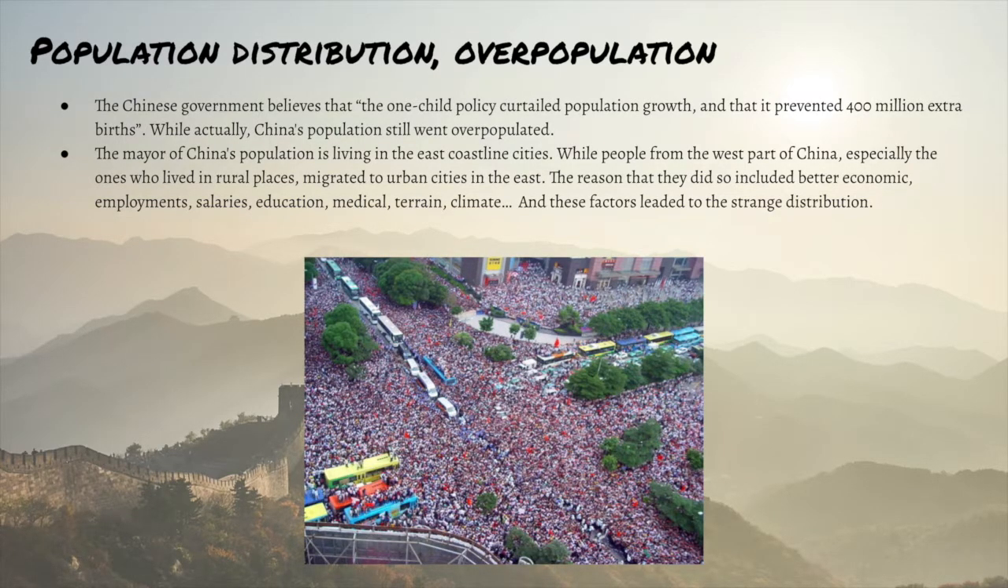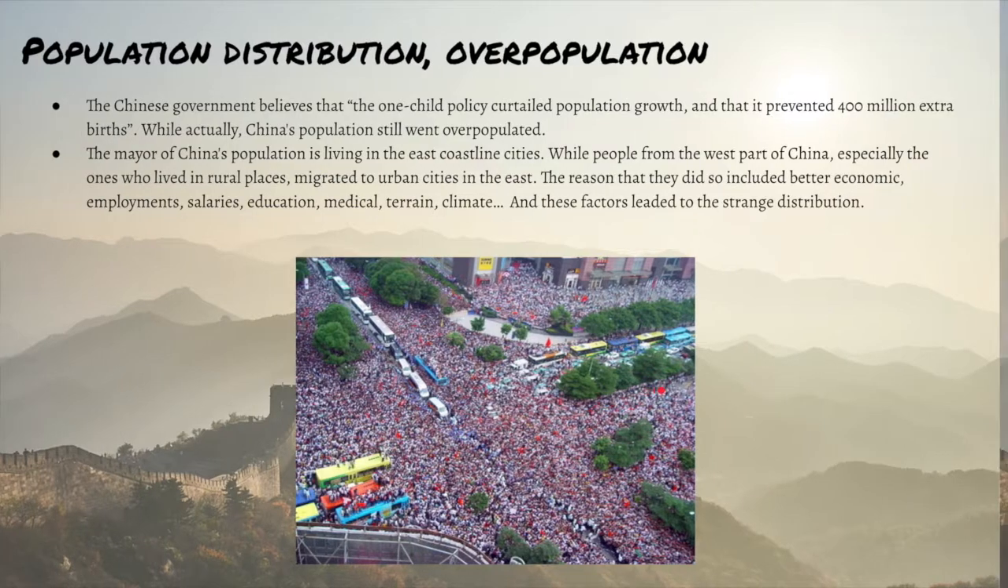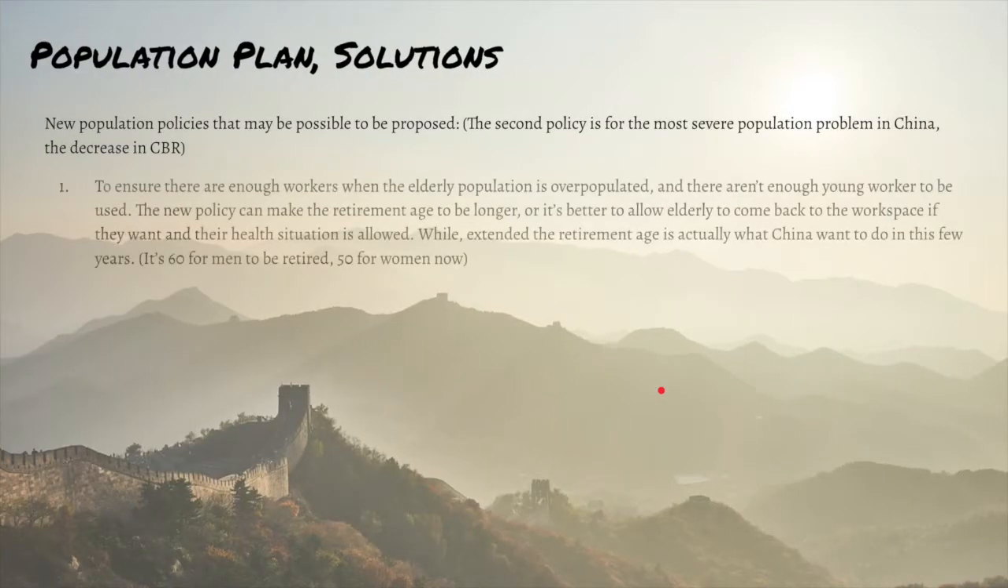Last issue. The Chinese government believes that the one-child policy curtailed population growth and that it prevented 400 million extra births. Actually, China's population still became overpopulated. The majority of China's population lives in the east coastline cities, while people from the west part of China, especially those who lived in rural places, still migrated to urban cities in the east. The reasons include better economy, employment, salaries, education, medical care, and climate. And these factors lead to the strange distribution.